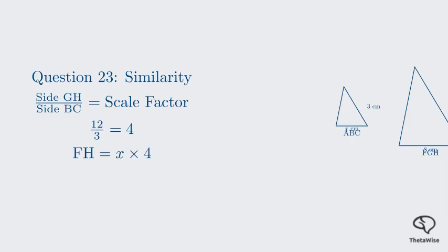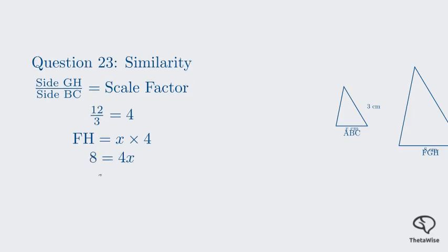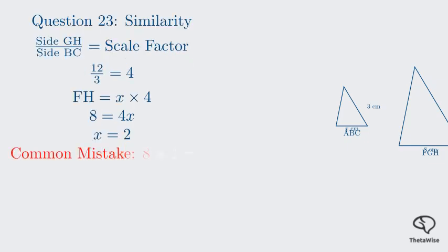To find x, which is side AC, we look at its corresponding side in the large triangle, FH. 8 equals 4x. Dividing by 4 gives x equals 2. Common mistake: multiplying by the scale factor instead of dividing when moving from the large shape to the small shape.